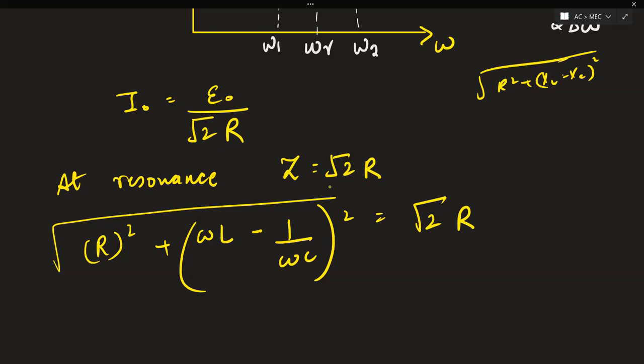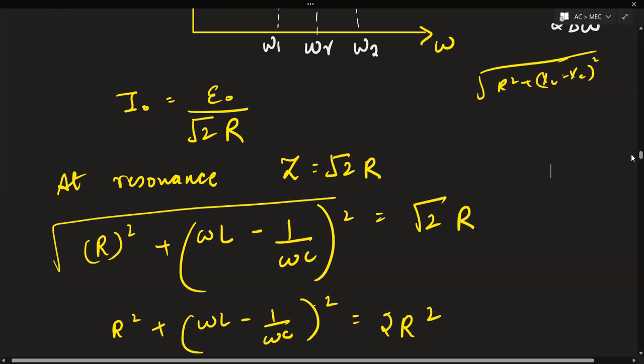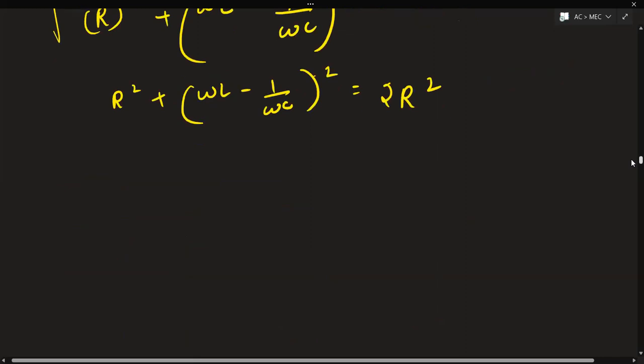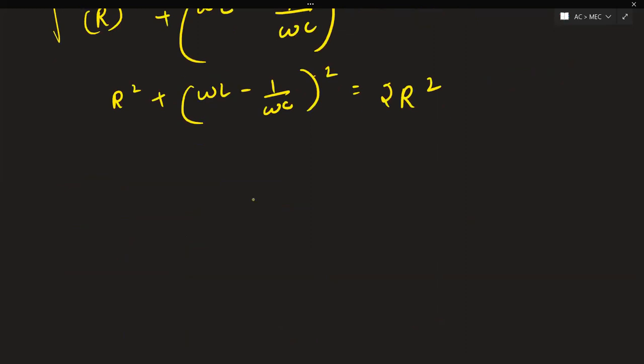So I'll square both the sides. When I square both the sides, this becomes R square plus omega L minus 1 by omega C whole square. The root will go, and this will be 2R square. See class, from here, 2R square minus R square will give you R square only. Both these get subtracted. So omega L minus 1 by omega C whole square will be equal to R square. Right class, this will be equal to R square.